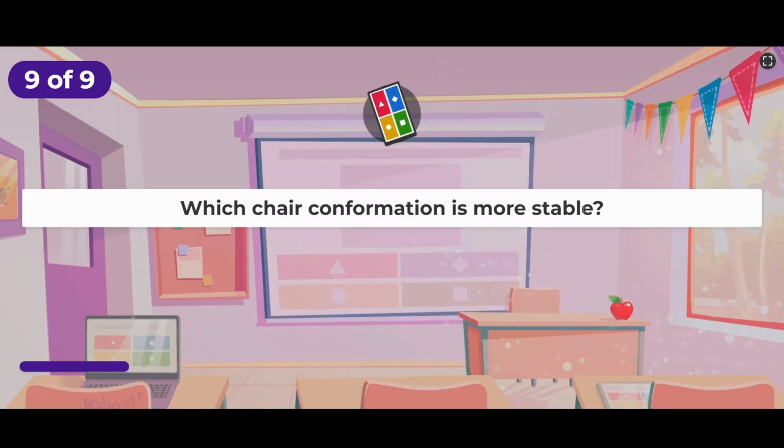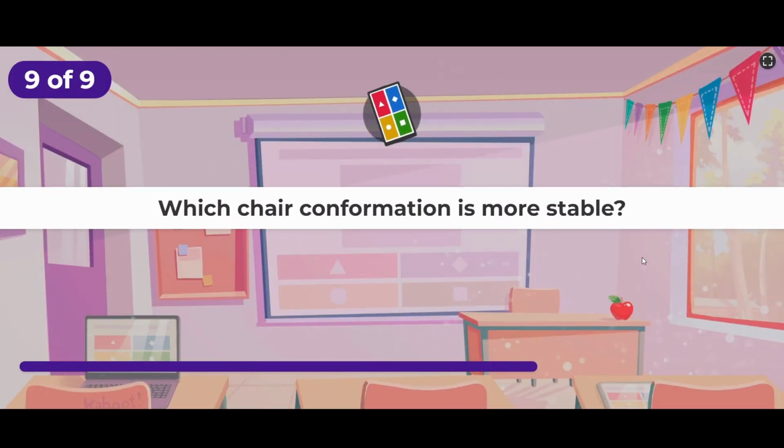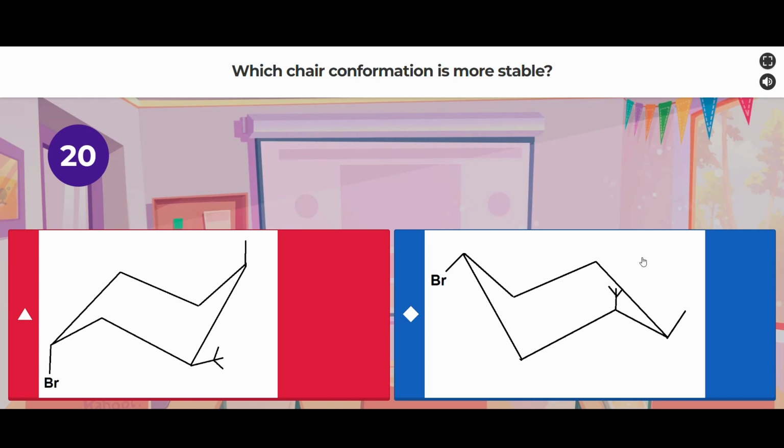Alright, and finally, question 9. Which chair conformation is the most stable?